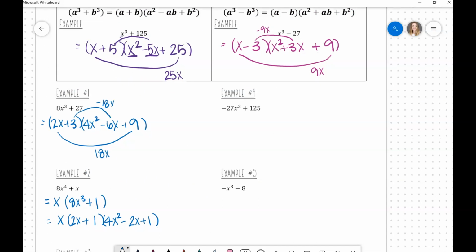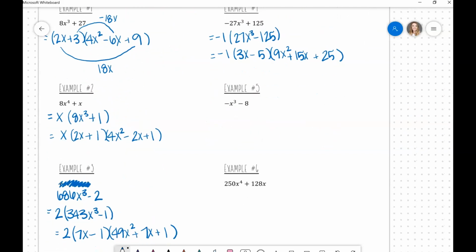All right, moving over to example 4. This negative is kind of in the way. If you don't like it, you could pull a negative 1 out. That will change your signs. It'd be a 27x cubed minus 125. That negative has to stay there, but now we could factor what's remaining. This would give us a 3x and a 5. From here, 3x squared is 9x squared. 5 squared is 25. 3x times 5 would give us a 15x.